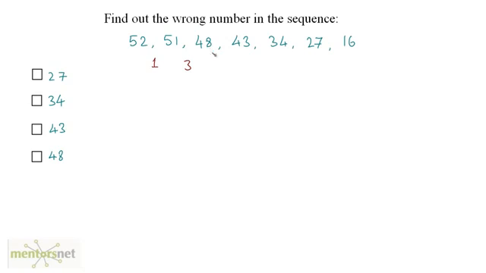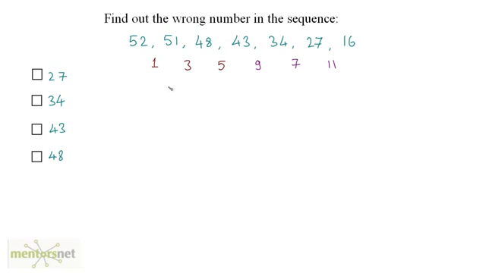The difference between these two numbers, 48 and 43, is 5. Now, what is the difference between 43 and 34? Well, if you subtract 34 from 43, you'll get 9. And 27, if you subtract it from 34, you'll get 7. And 27 minus 16 is 11. So where is the sequence breaking up?